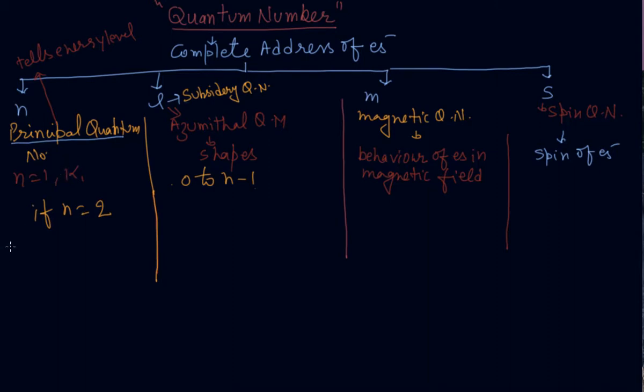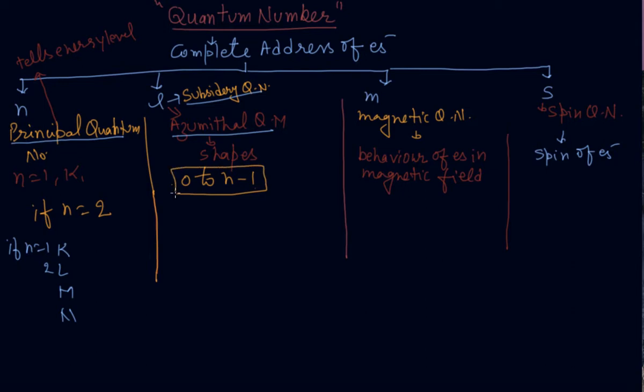If n is equal to 1, then it is K shell. If n is equal to 2, L, M, N and so on. Azimuthal quantum number is represented by l. It is also known as subsidiary quantum number. It tells the shape of the orbitals and its mathematical value comes from 0 to n minus 1.